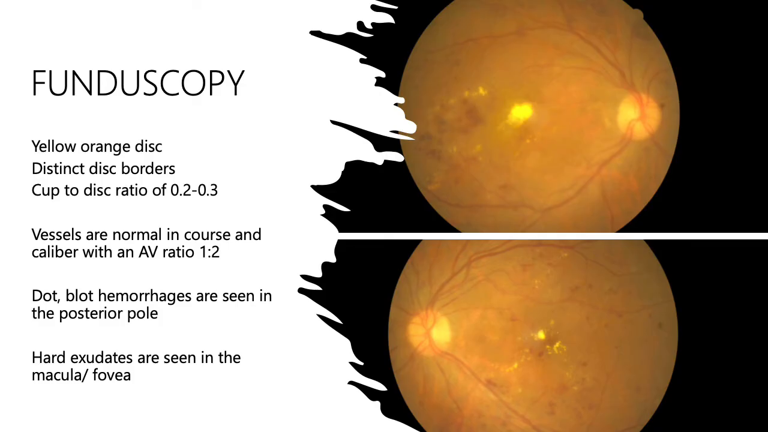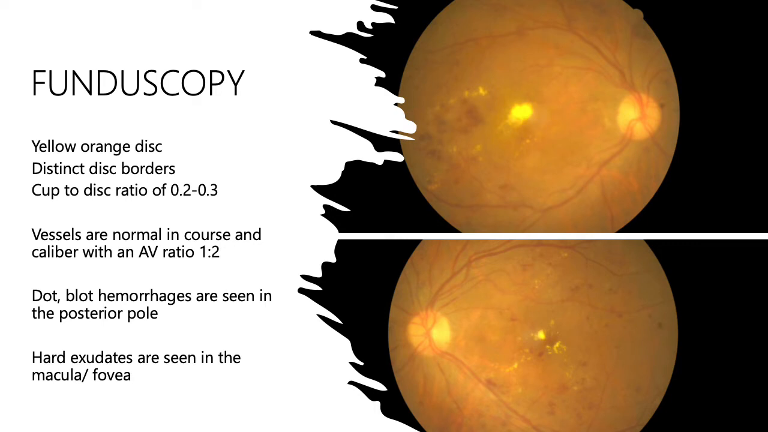The top photo shows the right fundus and the bottom one is the left. They appear slightly out of focus or blurry probably because of the cataracts, but there seems to be no vitreous hemorrhage. I want you to look at the optic nerve. That is what a healthy optic nerve looks like with a small cup to disc ratio, about 0.2 to 0.3. The vessels appear to be following a normal course, they're not tortuous, and the AV ratio is about 1:2.